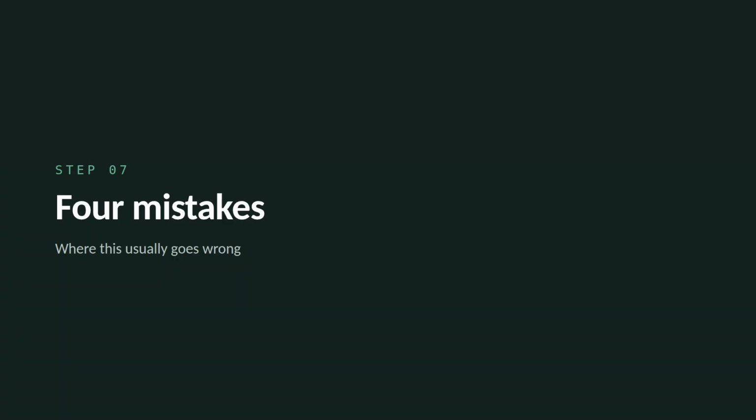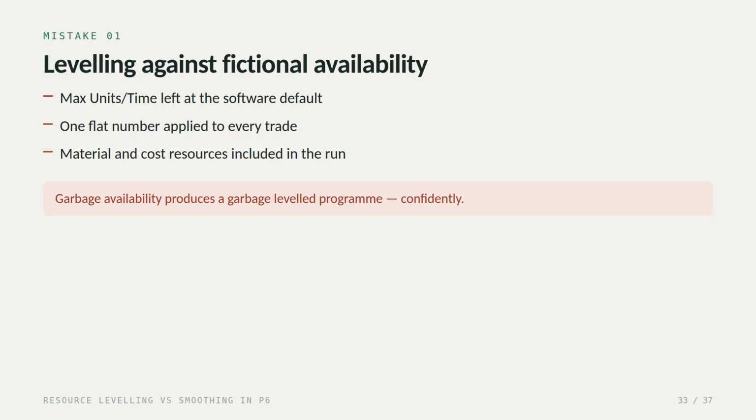Step 7. 4 mistakes. Number 1. Leveling against fictional availability. Max units per time left at the software default. One flat number applied to every trade, as if steel fixers and roller operators come from the same pool. Material and cost resources included in the run, where availability is a meaningless concept anyway. Garbage availability produces a garbage level program, and it produces it very confidently, which is what makes it dangerous.